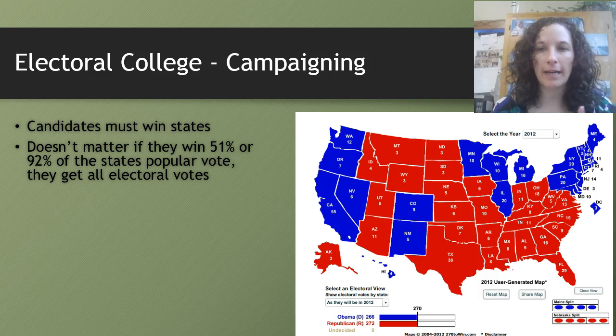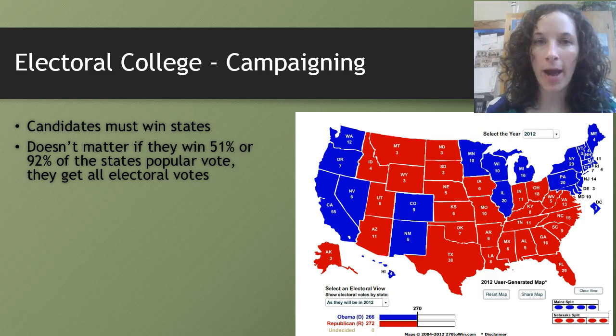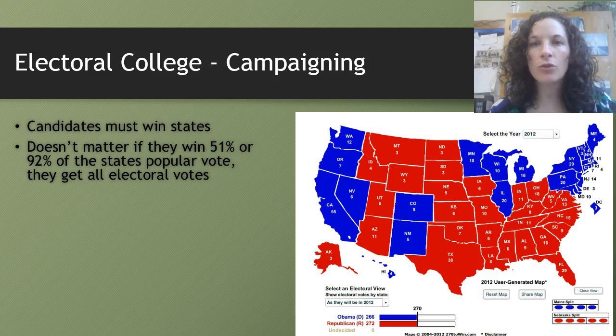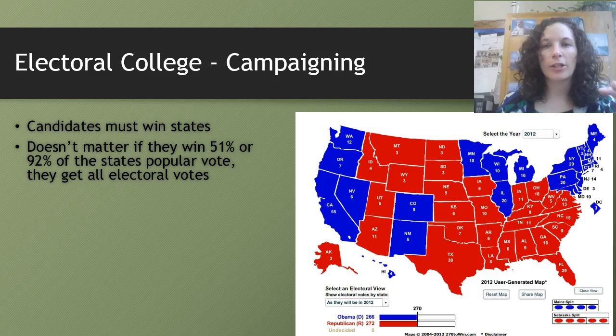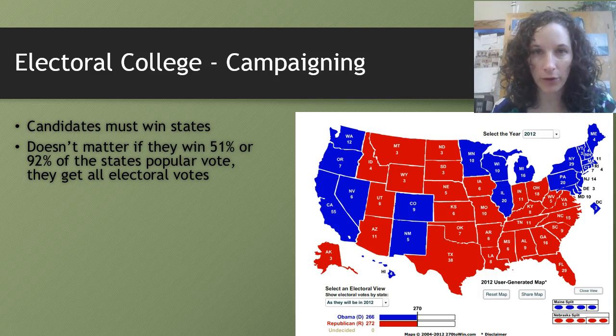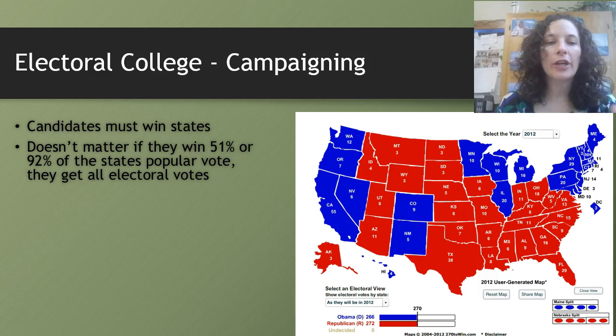You can keep Texas's vote going red, and then use your time and money maybe in another state where it's going to be a closer race. Because it doesn't matter if you win 90% of the vote in Texas. It's the same as winning 51% of the vote. So you're going to focus on states.